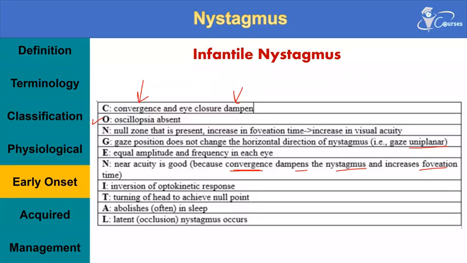Oscillopsia means a vibration, like they will see everything around them vibrating or shaking. They don't complain of oscillopsia. Unlike, for example, patients with upbeat or downbeat nystagmus, who will see everything around them move up and down.